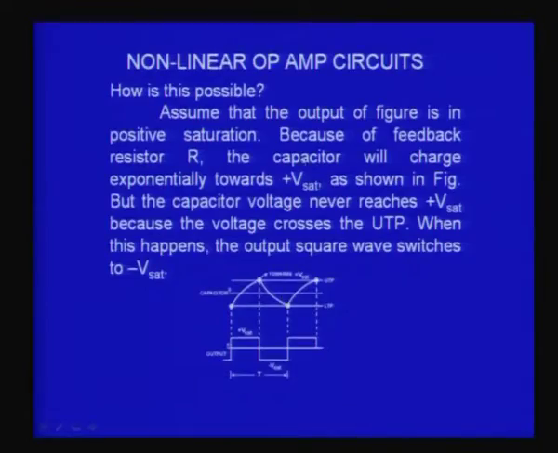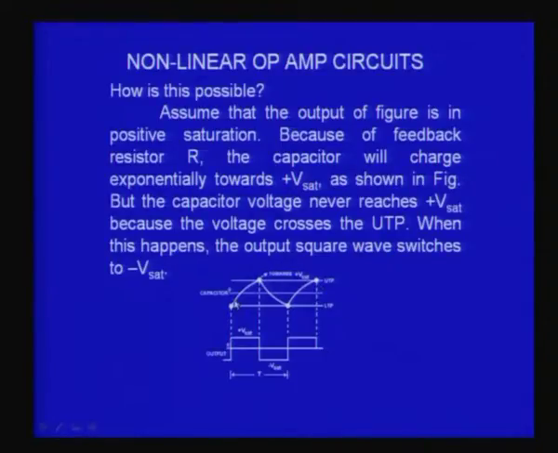Before we do that, I have just shown in the graph how the whole thing happens. What you see here is the capacitor voltage. It starts from 0 and starts going toward plus Vcc, but it crosses the upper tripping point, the output changes to minus Vsat, and therefore it starts discharging. It discharges till it comes to the LTP, and then again charging, discharging. So the capacitor voltage only moves from LTP to UTP, UTP to LTP, etc.